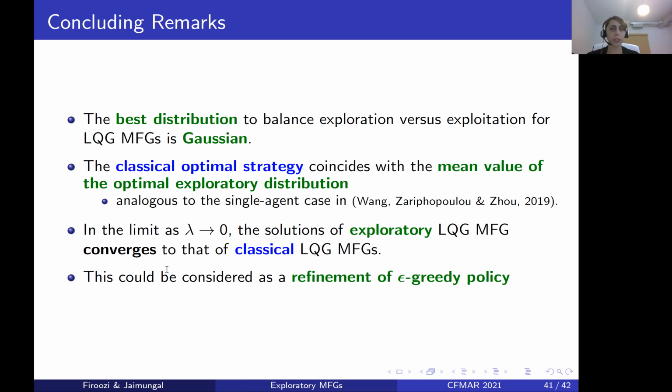So I will finish my talk with some concluding remarks. What I showed was that the best distribution to balance exploration versus exploitation for LQG MFG systems in the mean-field population limit is Gaussian. The mean value of this action distribution interestingly coincides with the classical optimal control action for a representative agent, and this result is consistent with the one for the single agent case in this reference. We are also able to retrieve the classical solutions when we take the exploration to 0, by taking the trade-off weight of the entropy regularization term in the objective function to 0. This in general can be viewed as a refinement of the epsilon-greedy policy.